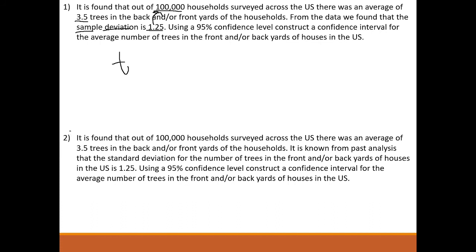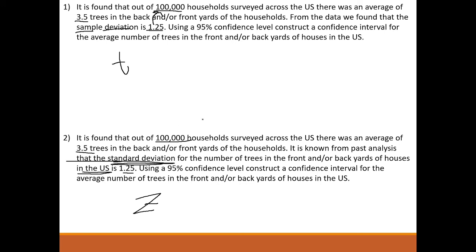Whereas in number 2, same exact wording almost, still 100,000 households, same average, same deviation. But if you look here, it says it is known from past analysis that the deviation for the number of trees in the front and backyards of houses in the US is 1.25. So this is saying that the deviation applies to every house all over the United States, not just my sample of 100,000. So this would be a case where I'm using the z-score, because this 1.25 applies to the entire population of houses in the United States, not just the 100,000 I took as a sample.